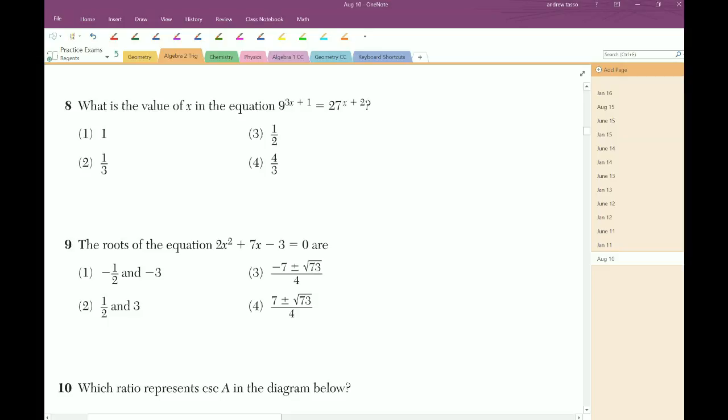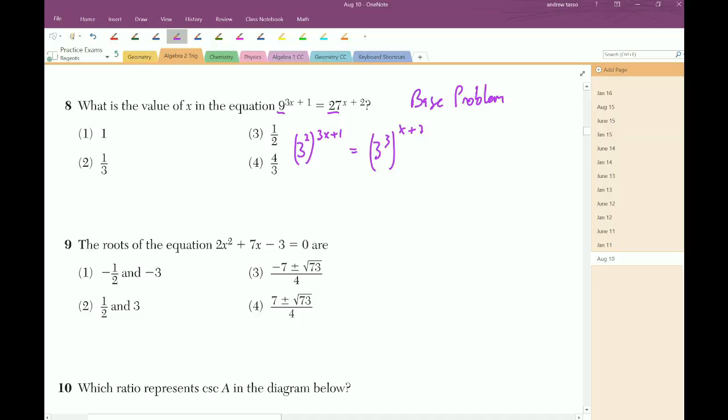What's the value of x in this equation? Okay, so this is a base problem. So it's to do with exponents. Basically, these two base numbers are powers of the same number. So like 9 is 3 squared. We replace 9 with 3 squared. And then we replace 27 with 3 to the third.